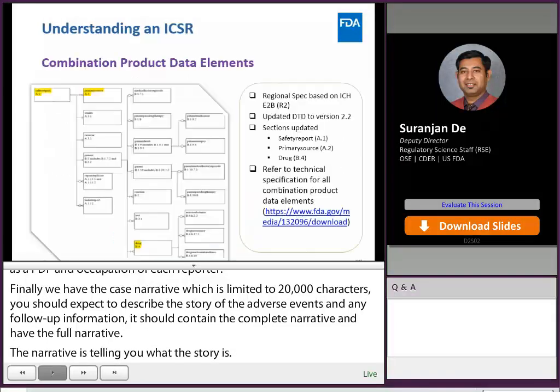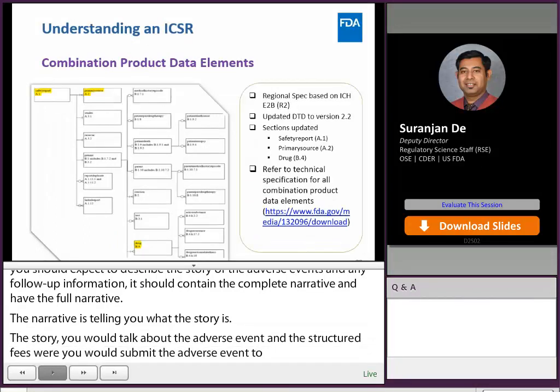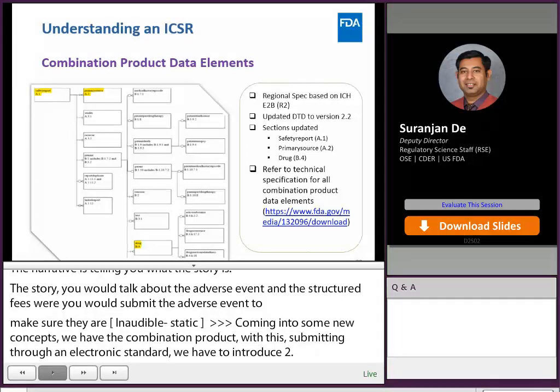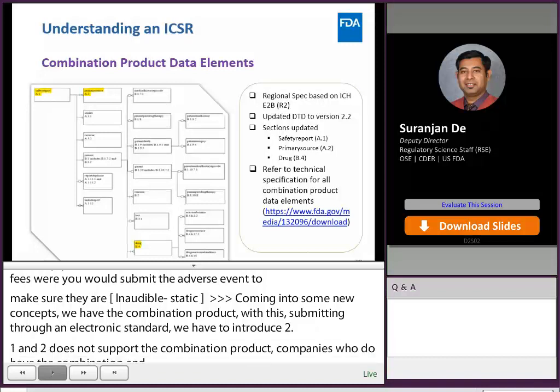Coming to some new concepts, the combination product rule came out, and with this you will be submitting through an electronic standard. We have two DTDs, 2.1 and 2.2. 2.1 does not support combination products, but 2.2 does. So companies who do not have a combination product can use 2.1, and companies who have both combination and non-combination products would have to use 2.2 for the combination products. And here is the URL which takes you to the regional technical specification for all the combination product data elements.